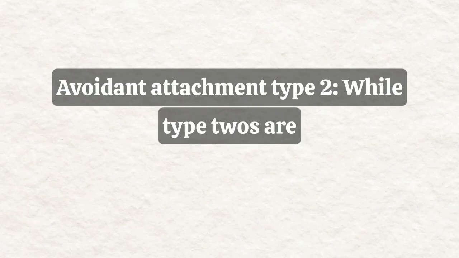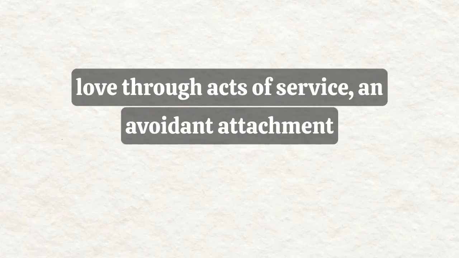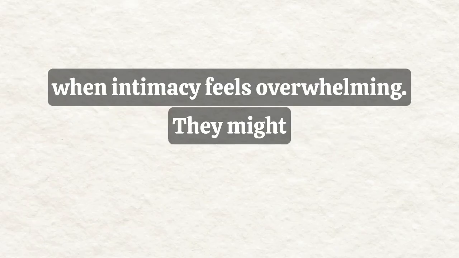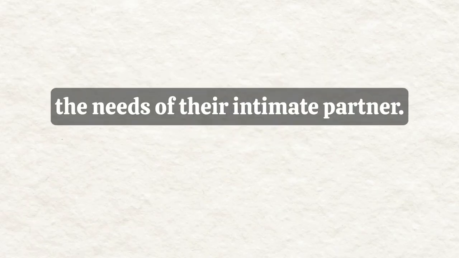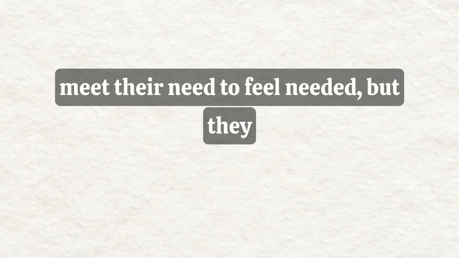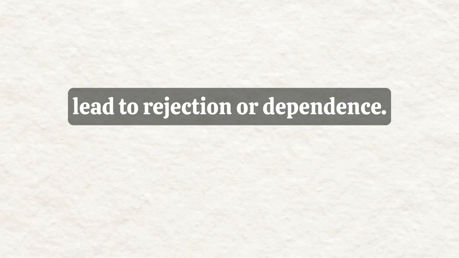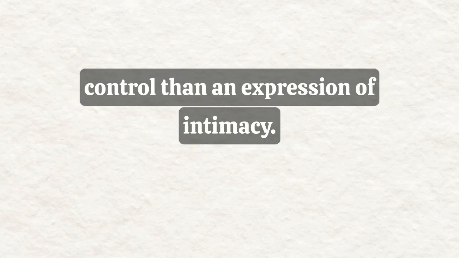Avoidant attachment type 2. While type 2s are naturally driven to connect with others and seek love through acts of service, an avoidant attachment style would cause them to distance themselves emotionally when intimacy feels overwhelming. They might be helpful to others but avoid the needs of their intimate partner. They might still offer help and support to meet their need to feel needed, but they avoid genuine emotional vulnerability, fearing that closeness could lead to rejection or dependence. Their helpfulness could become more about control than an expression of intimacy.